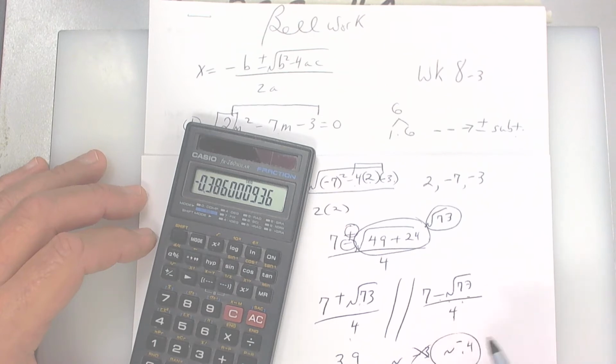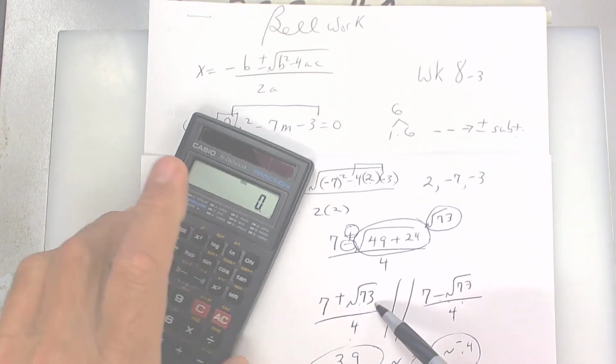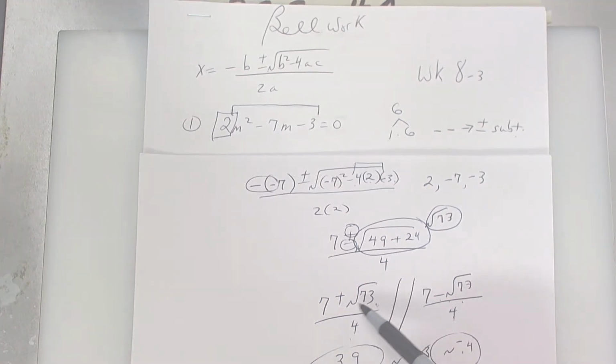And that's how you do it. Those are your two answers. Okay? And again, you want to round it when you're done, not right here. You want to use this and then round your final answer.